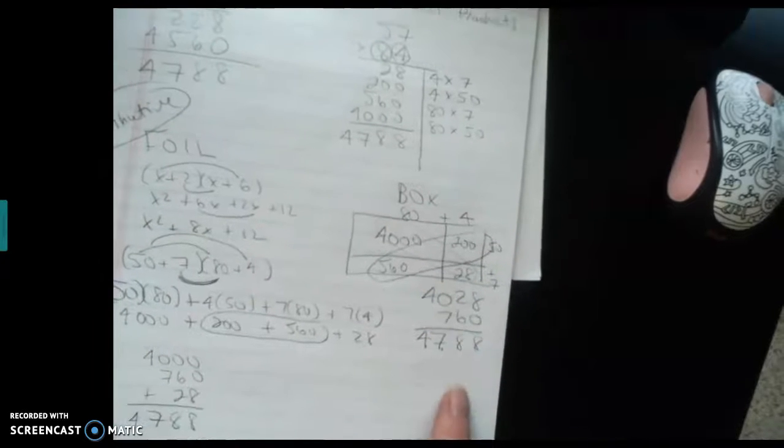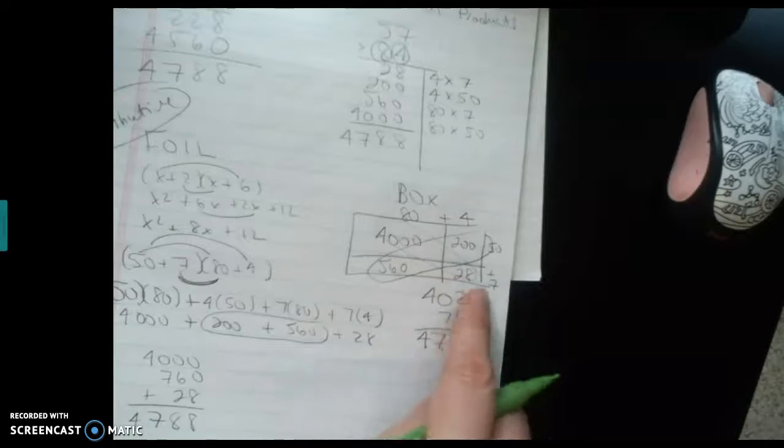Or they might line all 4 of them up to you, but they're still going to get 4,788 when they add up the 4 pieces in the box. So these are most of our conceptual ones. The other one is using grid paper, so we'll probably talk about that tomorrow.